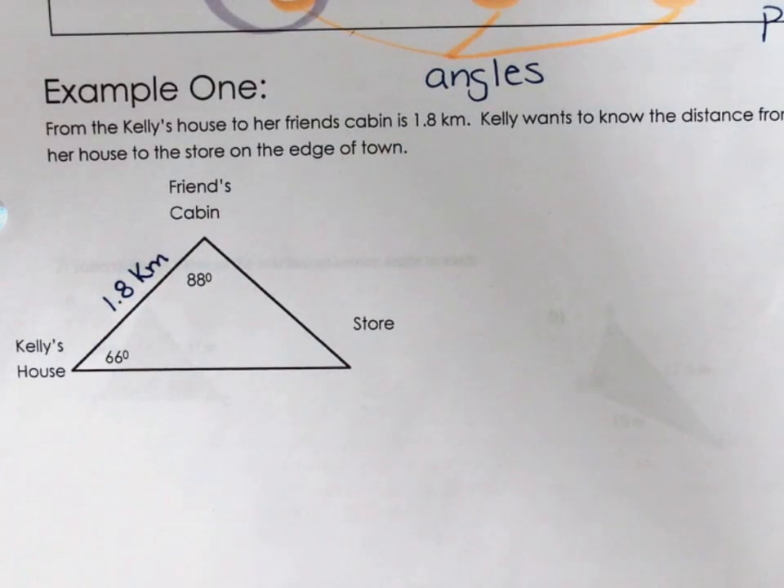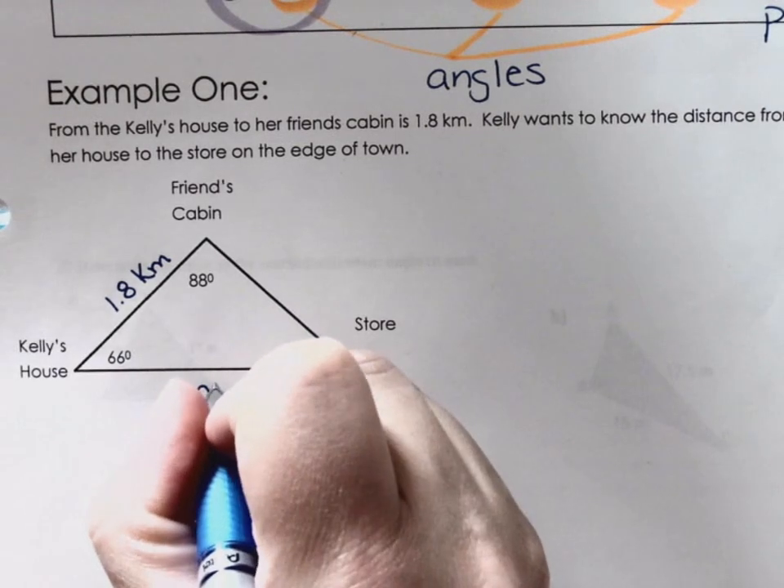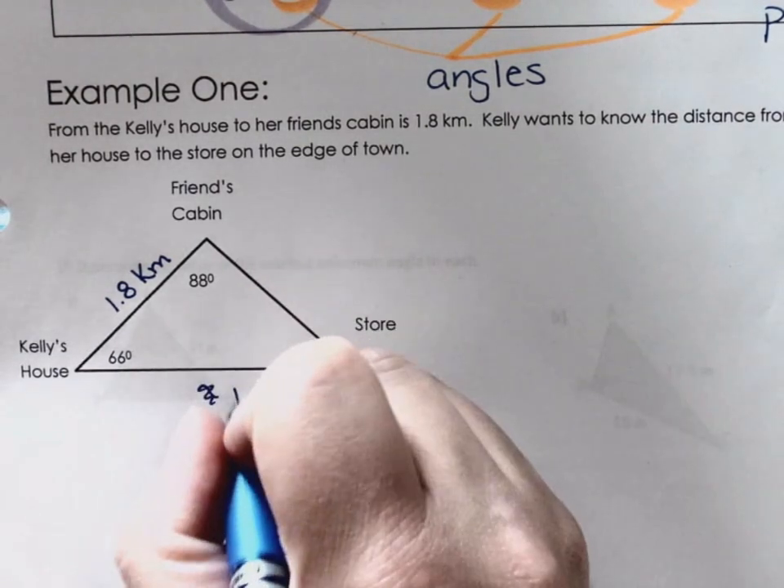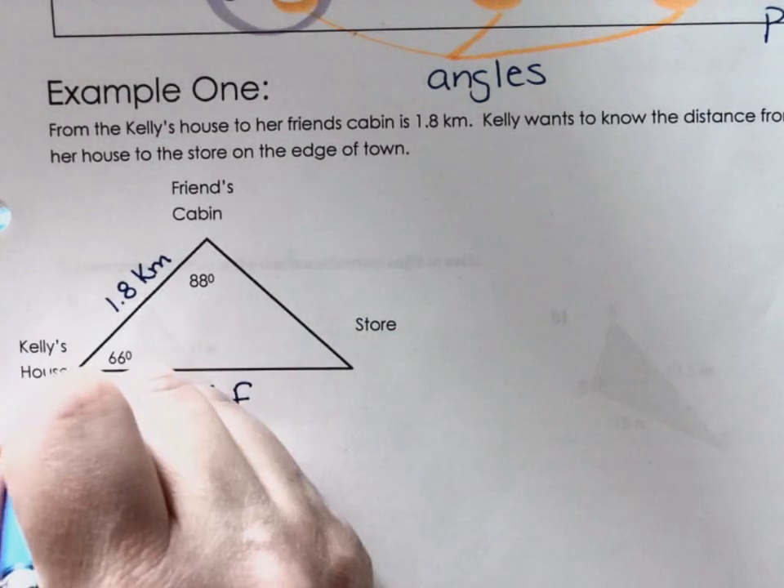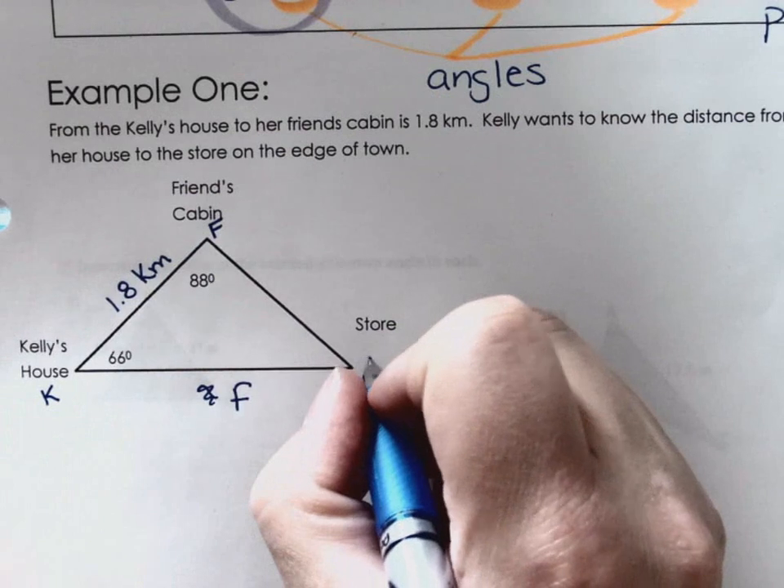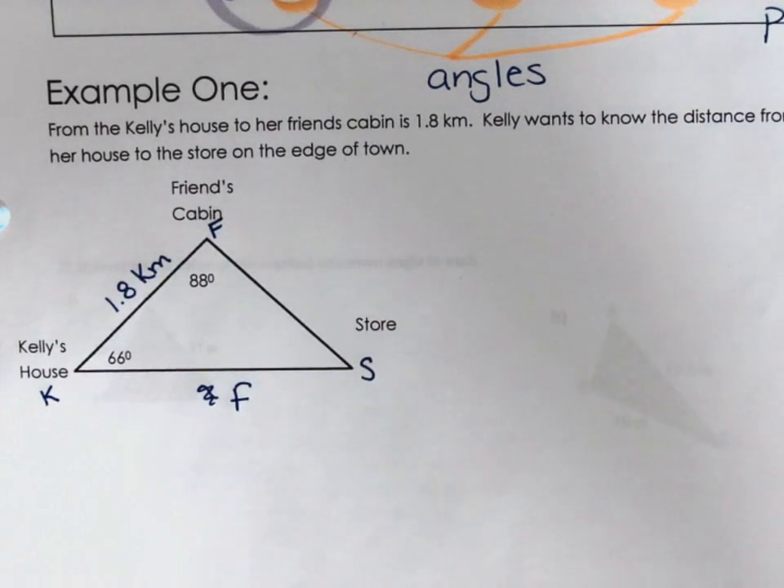Kelly wants to know the distance from her house to the store on the edge of town. So what side do I want to know? The bottom or the right-hand side? Bottom. I want to know the bottom. So I'm going to label that with, well, maybe I'll label that with an F. Because this will be Kelly's house, this will be the friend's cabin, and that'll be the store.